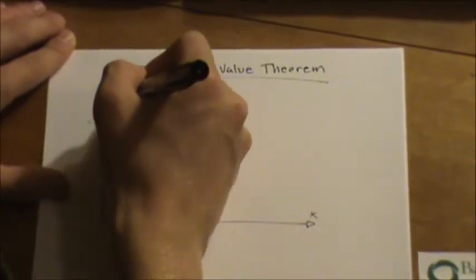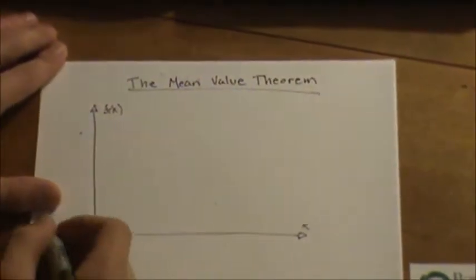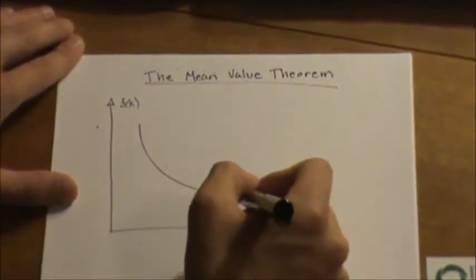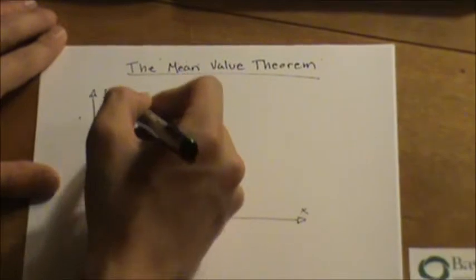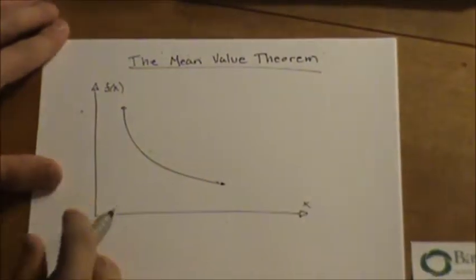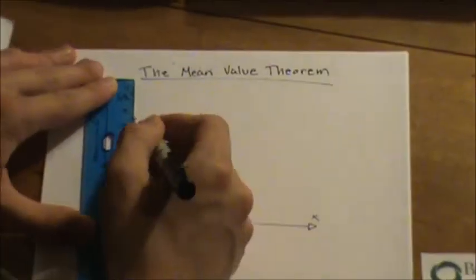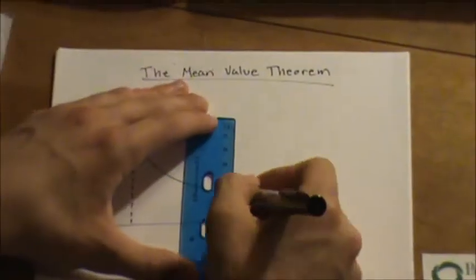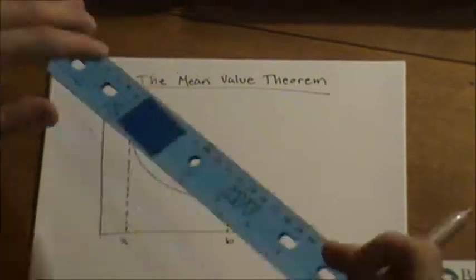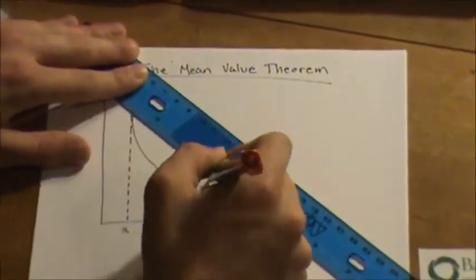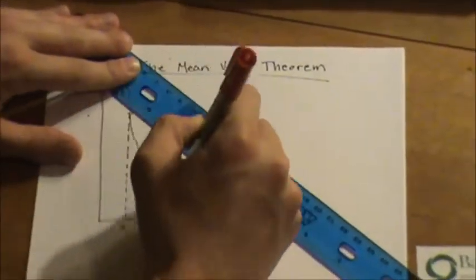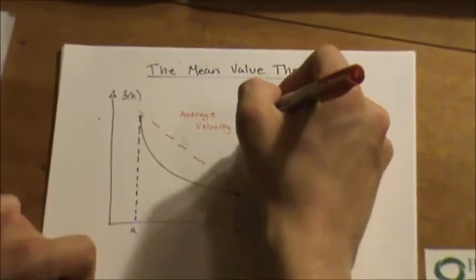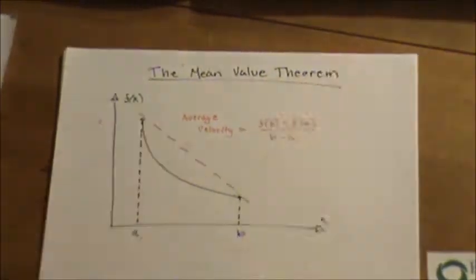Alright, let's go on the paper right now. I'm going to draw out the graph of f of x to be the displacement as you exit the freeway. Points A and B are two endpoints, our beginning and the end. A secant line can be drawn between them. It touches both A and B. The secant line represents the average velocity, which is given by f of b minus f of a all over b minus a.